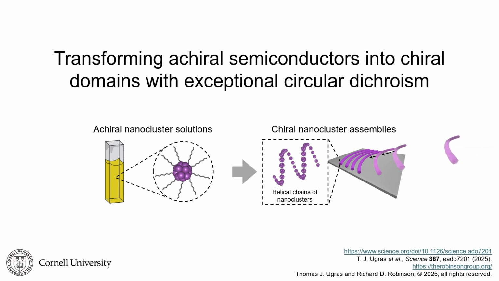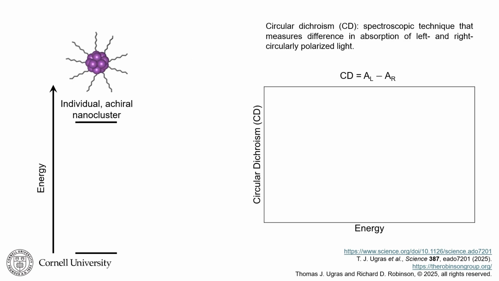Controlling chiral light is important and has useful applications, such as in medicine, where it could non-invasively detect blood sugar levels. Researchers study chirality using circular dichroism, or CD, a spectroscopic technique that measures the difference in absorption of left and right circularly polarized light. Ignoring some nuance, if a sample has CD, it's chiral.